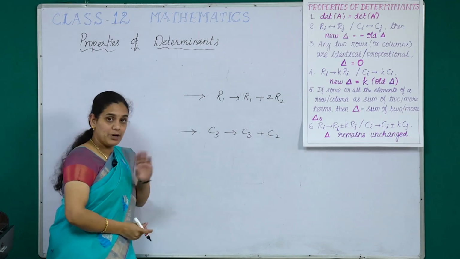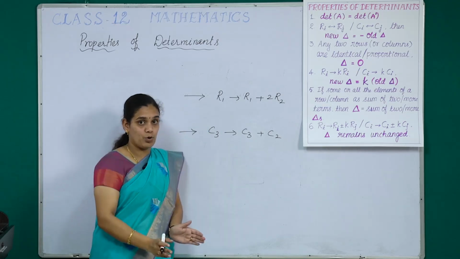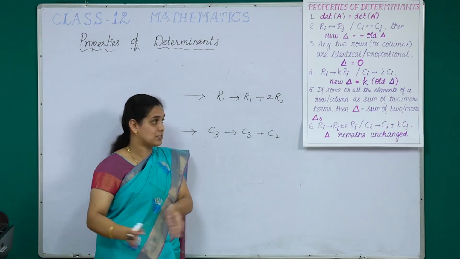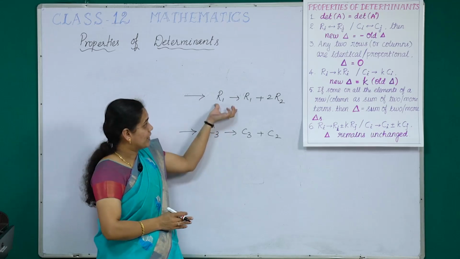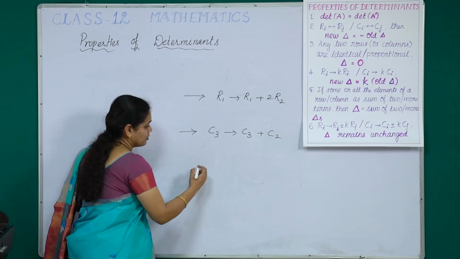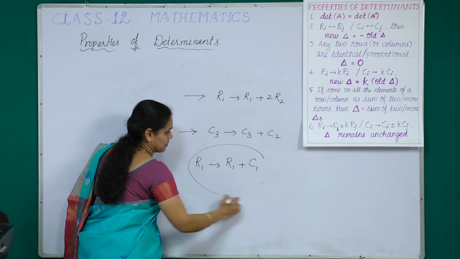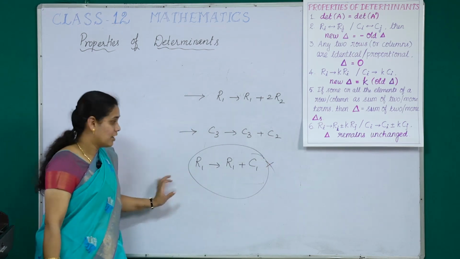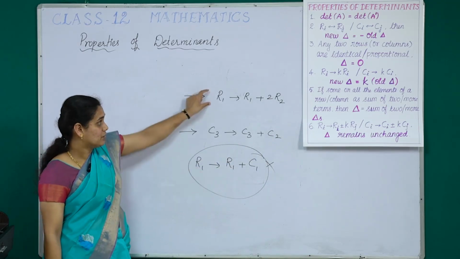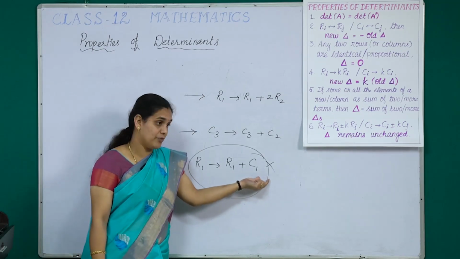In the next step you can use C3 as C3 plus C2. It's possible. But in elementary transformation, if we choose to use row transformation, we use only the row operations, and if we choose column operations, we use only the column operations. But here in the same problem, we can use row operations and also column operations. We have to remember one thing: we cannot mix up rows and columns in one step. In the next step you can do this, but not in the same step. You have to be very careful.